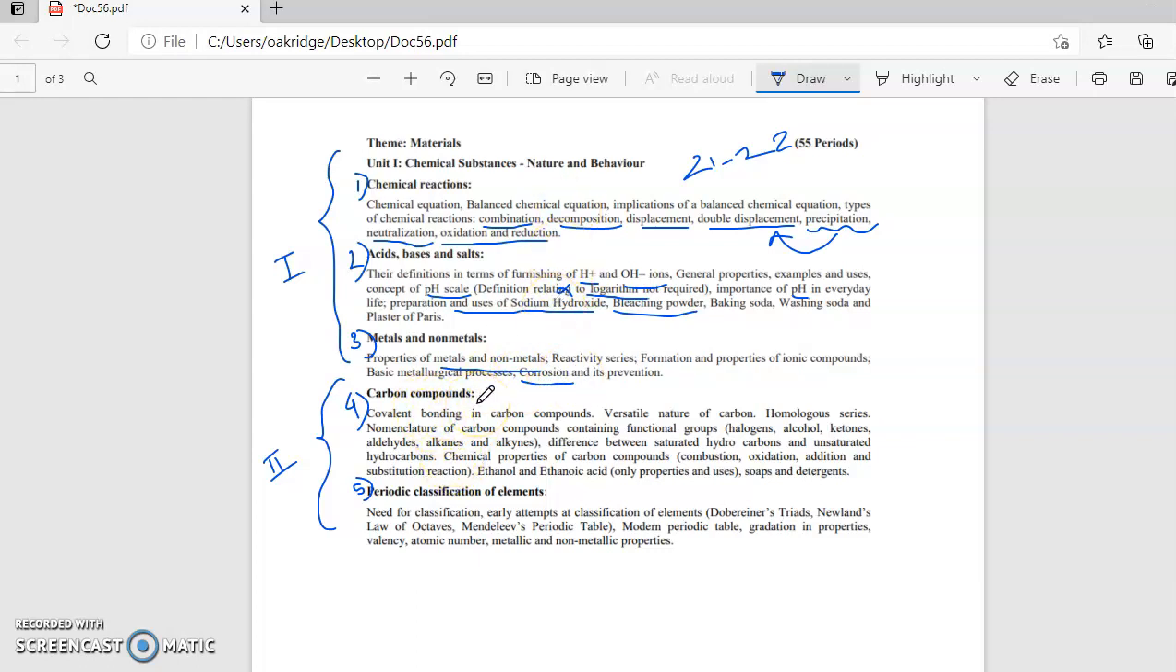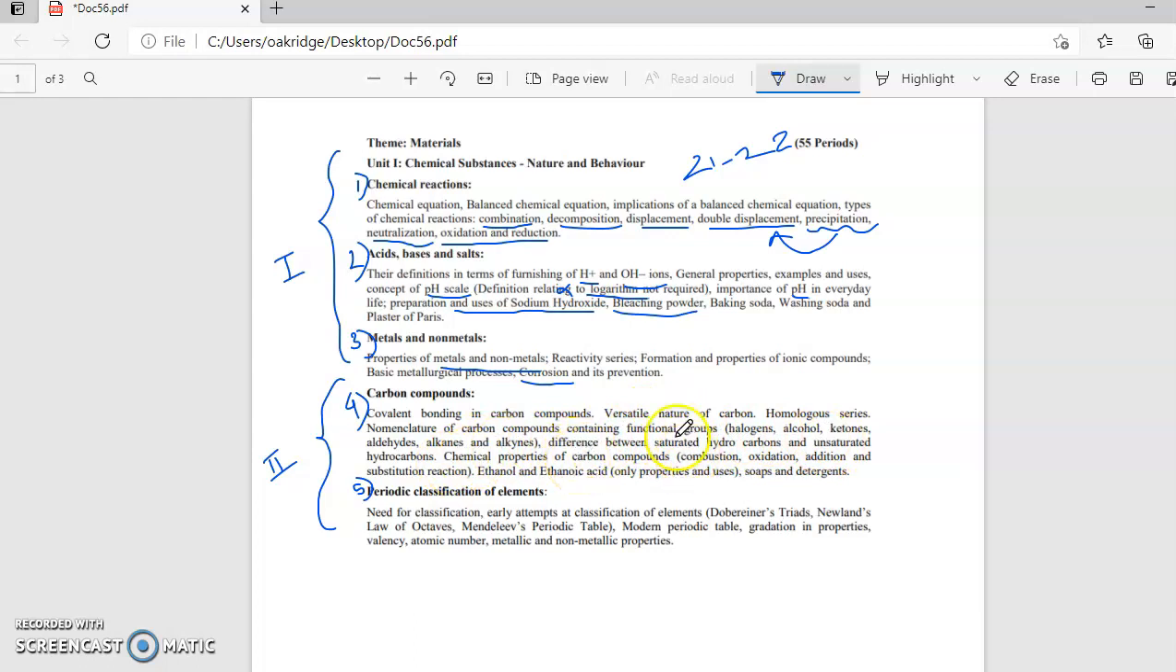Last year you would have heard from your seniors that most of the part was deleted from carbon and compounds, but now everything is included in 2021-22. So covalent bonding, versatile nature of carbon, homologous series. These three parts were only there in the last year's syllabus. But now you also have nomenclature, a very interesting topic, which contains functional groups like halogen, alcohol, ketones, aldehydes, alkanes, alkynes.